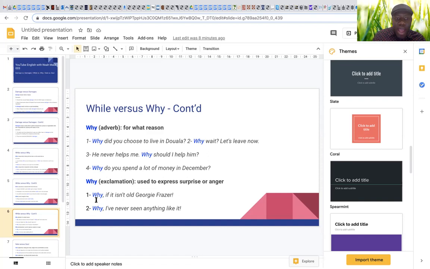For example, why, if it isn't old Georgie Fraser! Why, if it is not him! Why, I've never seen anything like it! Why, I've never seen anything like this! So I'm surprised, I'm not happy about this thing that I've seen. So take note of the comma after why and take note of the exclamation mark at the end.